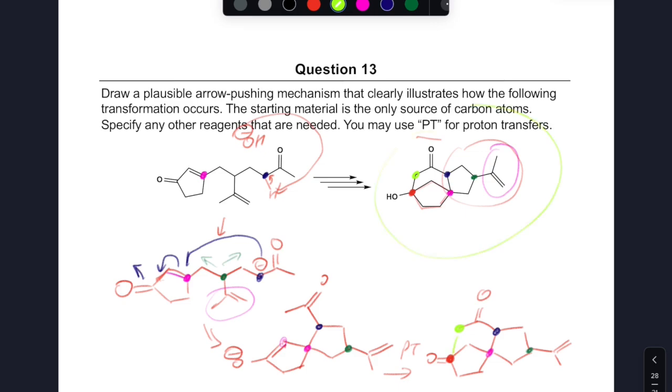So if I was to make an enolate at that point and do a ring closure across that one, that would give me our final product across here. So we just have to generate one more enolate at that light green center and then do an aldol addition closing off at that point.